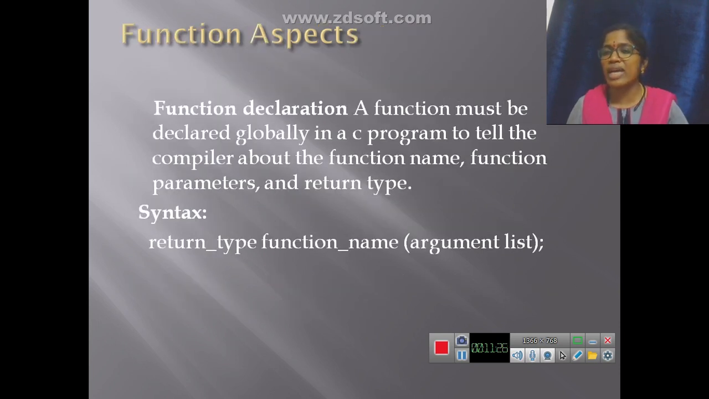So there are different aspects available in functions, that means the different terms available in functions. That is declaration, function call, function definition. Three items are important in functions: declaration, call, definition. Remember the three terms: declaration, call, definition.